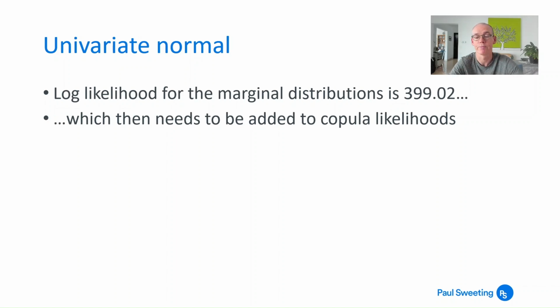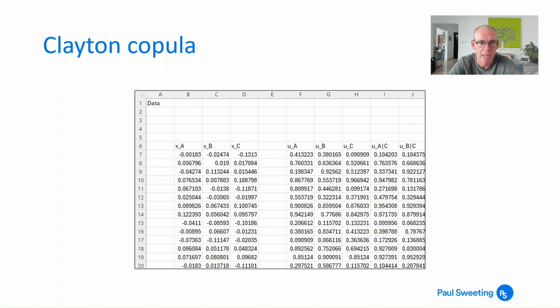likelihoods. So copula likelihoods, just using the Clayton copula. Got the data here, and it gets a little bit more involved, partly because I've got to go back and forth a little between the data. But what I've got here for starters is XA, XB and XC. This is just the return data. So this is our raw return data.